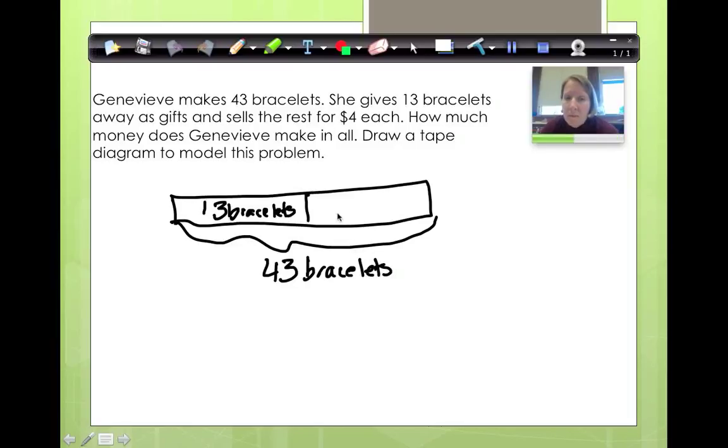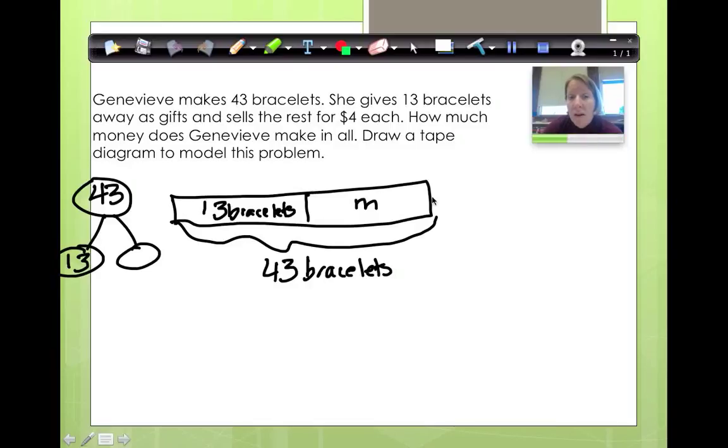Okay, so let's see. I'm going to put M for money. This is what we don't know. This is like our number bond. Remember our number bond? The total goes here. And if you know one leg of it, this is 13, you have to do what to find this mystery one? This is our M mystery. Okay, we need to subtract. So we need to write 43, take away 13 equals M.